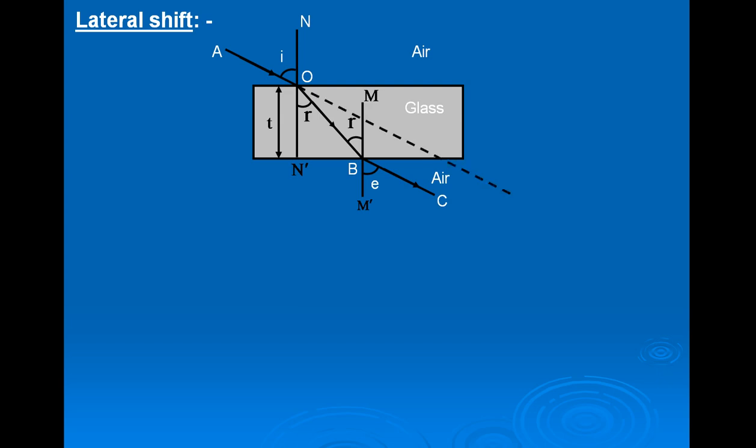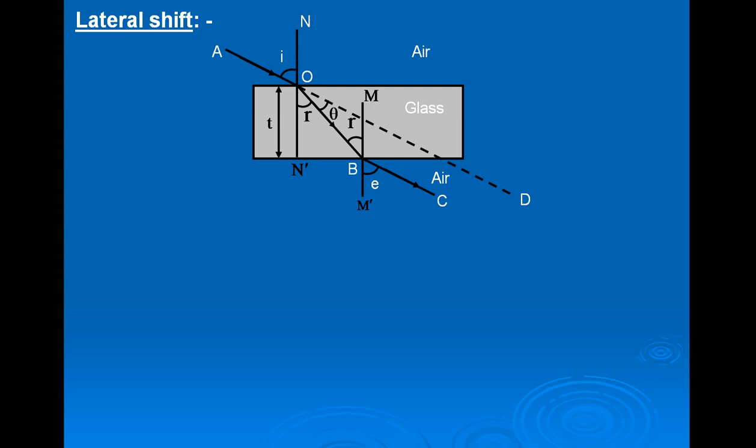If the glass slab is not present, the incident ray of light must move along AOD, and this is the angle theta, the angle of deviation by refraction at point O. The angle theta is the angle of deviation by refraction at point O.